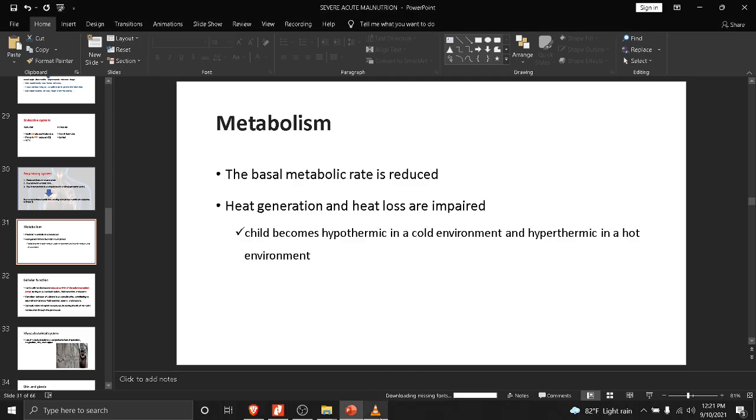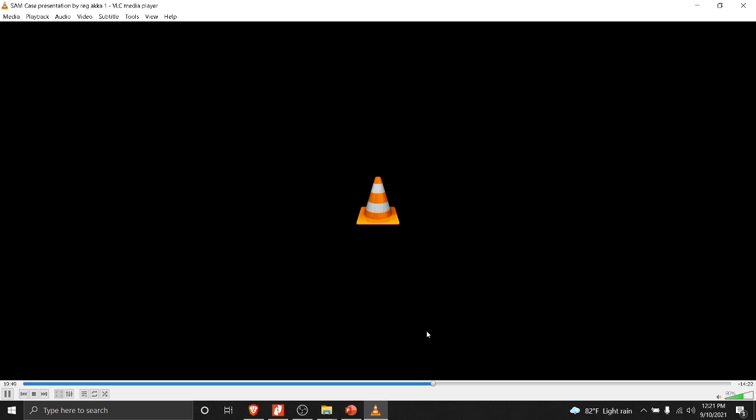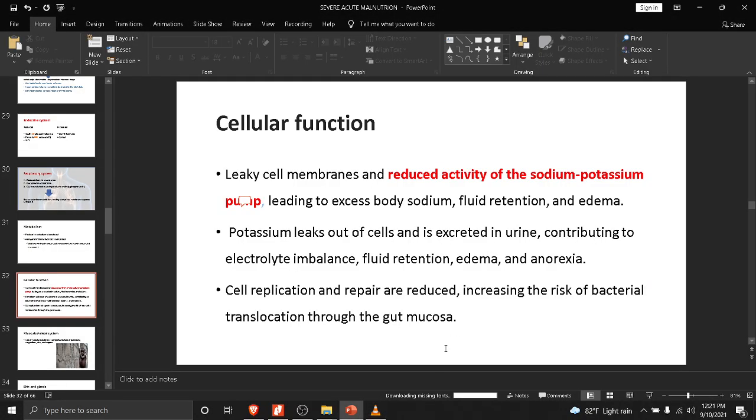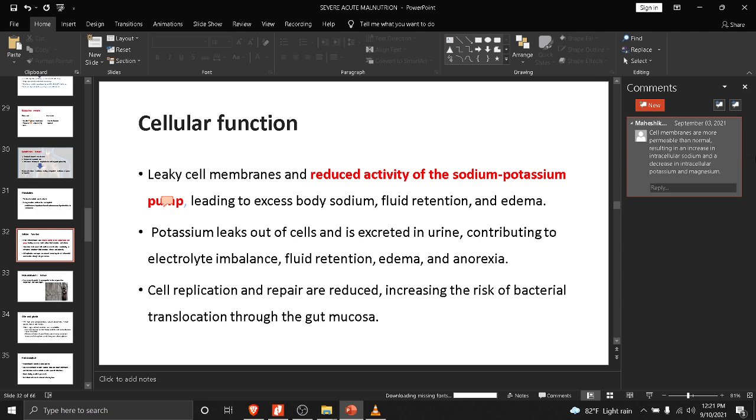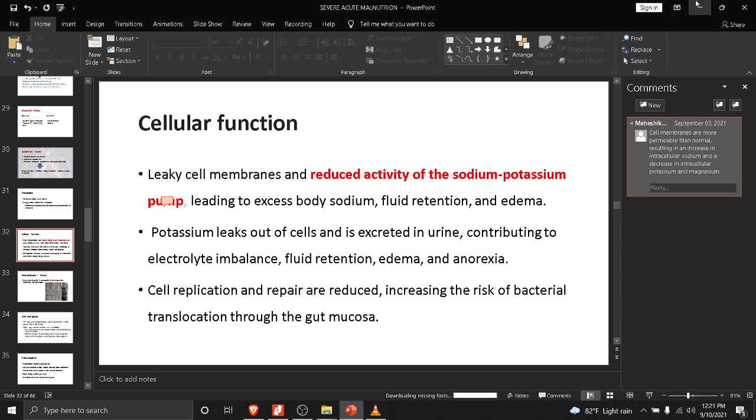Then the cellular functions. The cell membrane, one of the basic components is the sodium potassium pump, which has reduced activity in SAM. Therefore, usually potassium is taken into the cell and sodium is transported out of the cell. With reduced pump activity, the cells tend to increase sodium in the body and cause fluid retention. Also, potassium is not kept inside the cell. Also these membranes are leaky because of the SAM, and energy production is also affected.